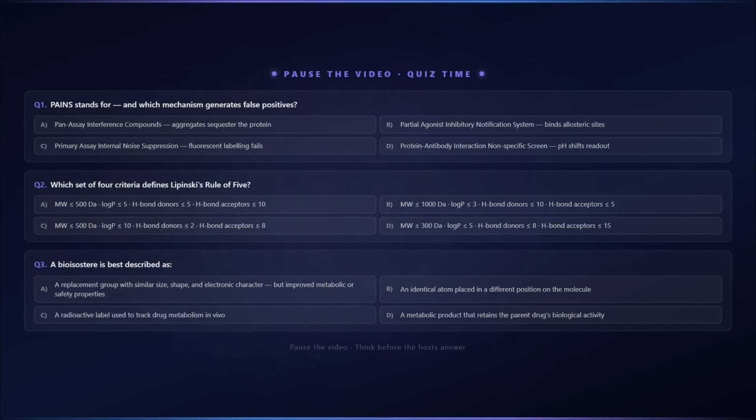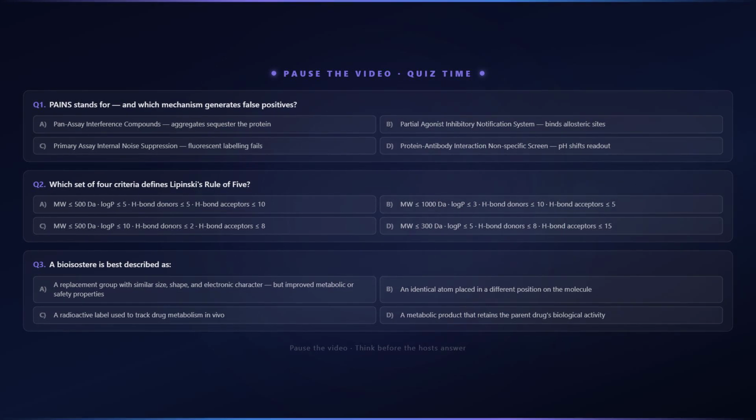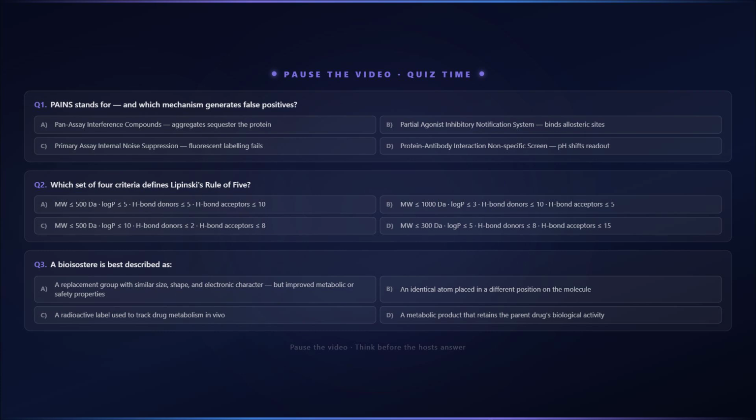Question 3. A bioisostere is a replacement functional group that maintains similar size, shape, and electronic properties to the original while improving a specific physicochemical or metabolic property. Example, substituting fluorine for hydrogen at a site of cytochrome P450 oxidation. The carbon-fluorine bond resists metabolic cleavage, increasing metabolic half-life without substantially changing the molecule's interactions with the target binding site. I wrote swap an atom so it doesn't get eaten, and I feel that is the grade 6 version of exactly correct.